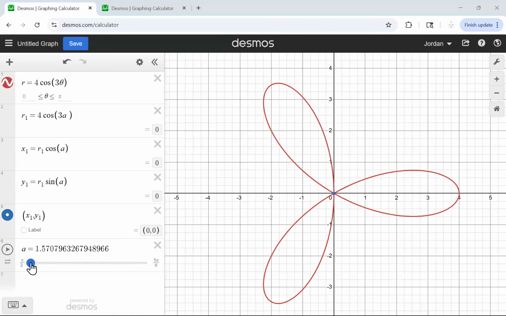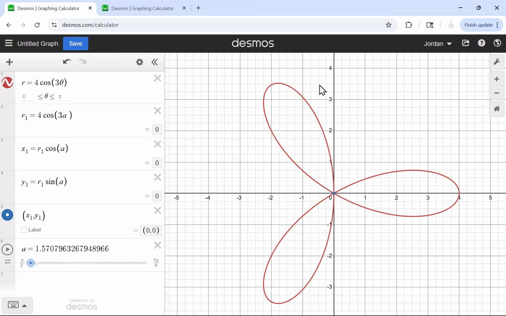Now, just to be clear, I wanted to draw this. So this is 4 cosine of 3 theta. We get these 3 petals. The one that we're actually tracing out is the one that is currently in the second quadrant. If you look at that petal in the second quadrant, that's the one we trace out from pi over 2 to 5 pi over 6. So from 3 pi over 6 to 5 pi over 6, or pi over 2 to 5 pi over 6, it's the loop or the petal in quadrant 2 there.